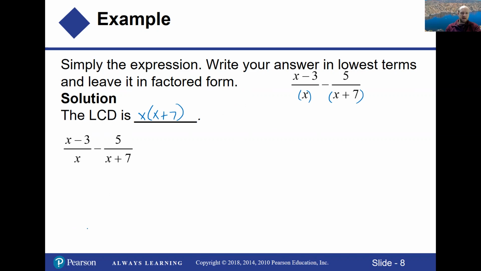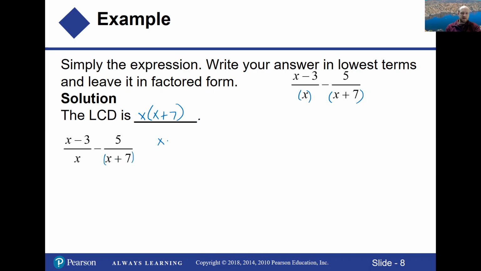Okay, because again, each of these is its own kind of expression. So now we can take this LCD and multiply each denominator by what it's missing. This x here is missing the x plus 7, so I'm going to multiply this first rational expression by x plus 7 on top and bottom. This one, 5 over x plus 7, is missing an x. Now, sometimes people go, doesn't this have an x? Well, yes, it does. But remember, x plus 7 is an expression in itself. It does not include just an x being multiplied by it.